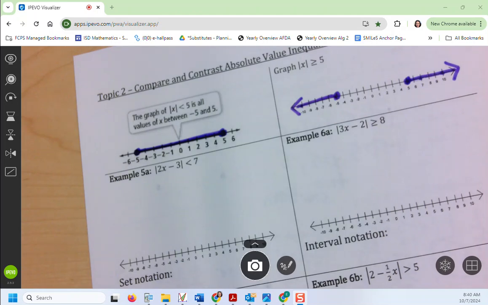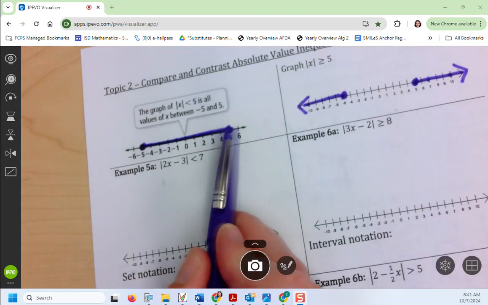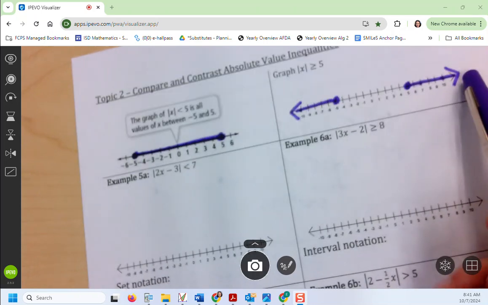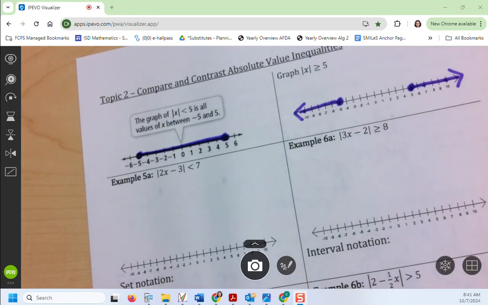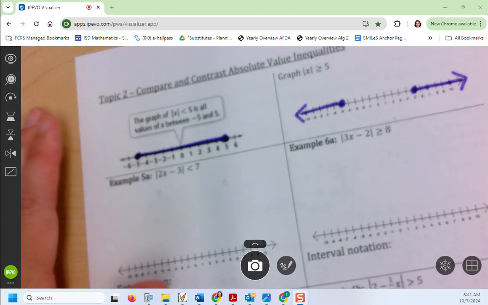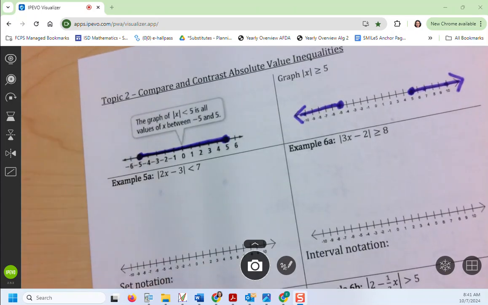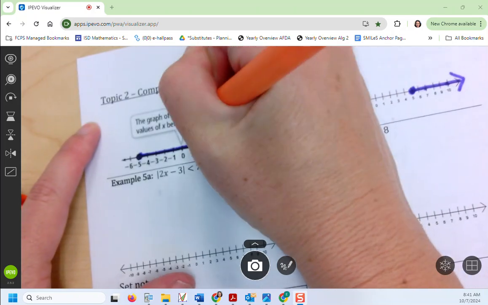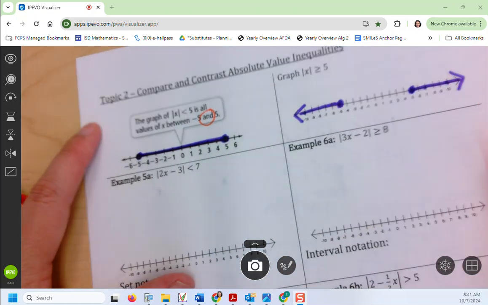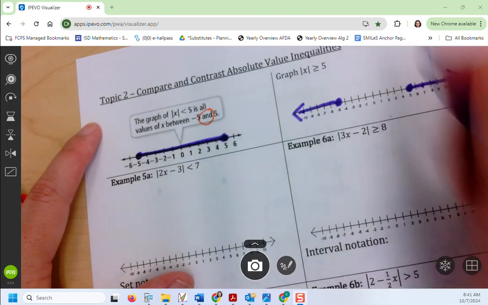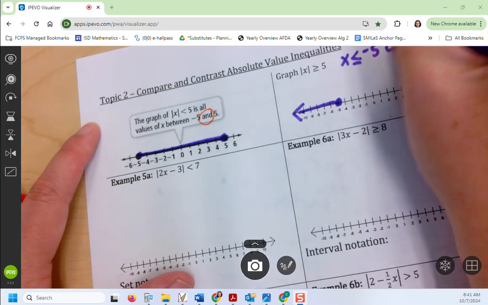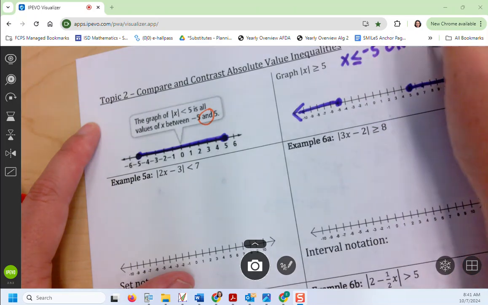So when you have an inequality, you're going to have a range of numbers. It might be between two numbers, or it might be less than one number or greater than another number. Okay? Notice this one has the word and. This one has the word and. It's between negative 5 and 5. And then this one is going to be or. X is less than or equal to negative 5, or x is greater than or equal to 5.